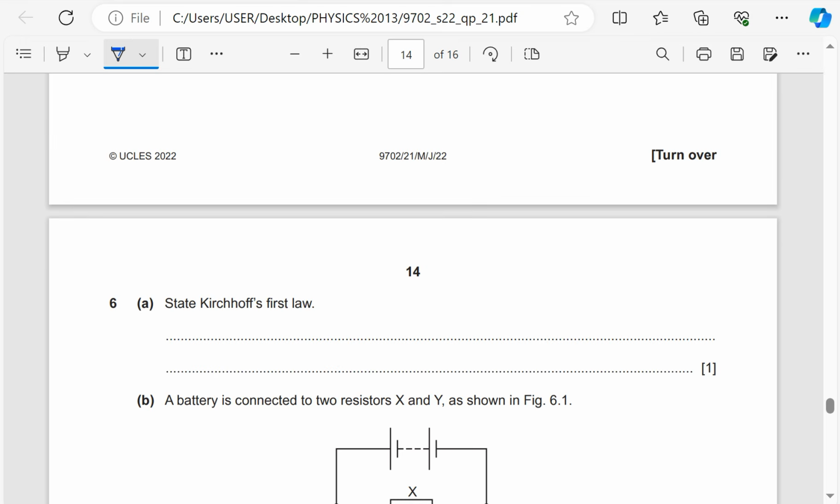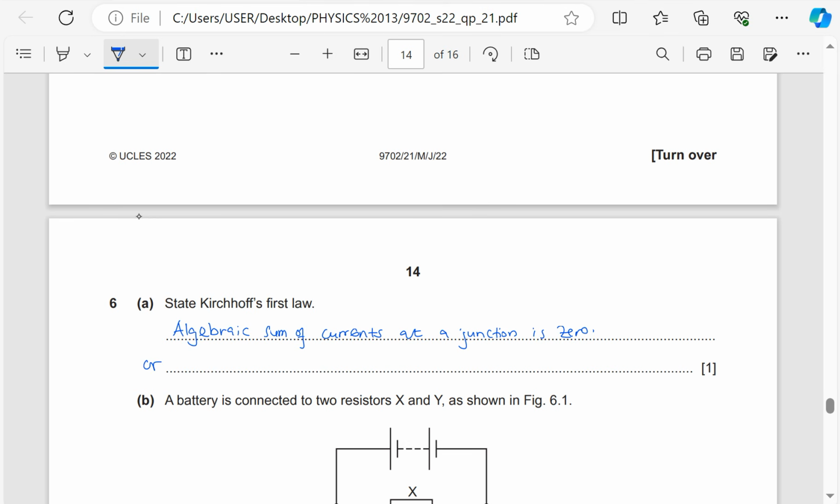Electricity: state Kirchhoff's first law. Many times we confuse the first law with the second law. For the first law, the algebraic sum of currents at a junction is 0. The algebraic sum of currents at a junction is 0.